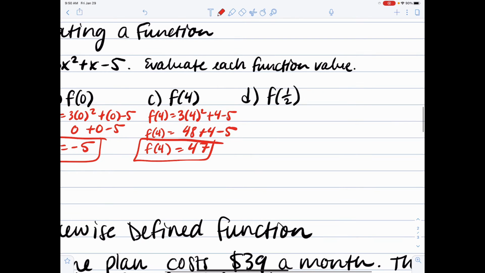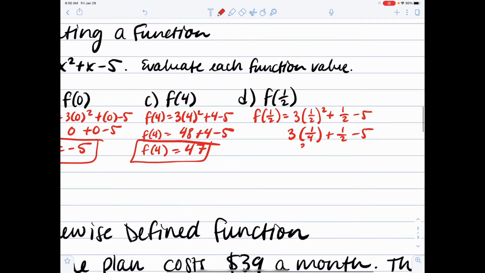Okay, and then f of 1/2. So f of 1/2 equals 3 times 1/2 squared plus 1/2 minus 5. Okay, so this one, I'm just going to show a little bit more work here. This is 3 times 1/4 plus 1/2 minus 5.